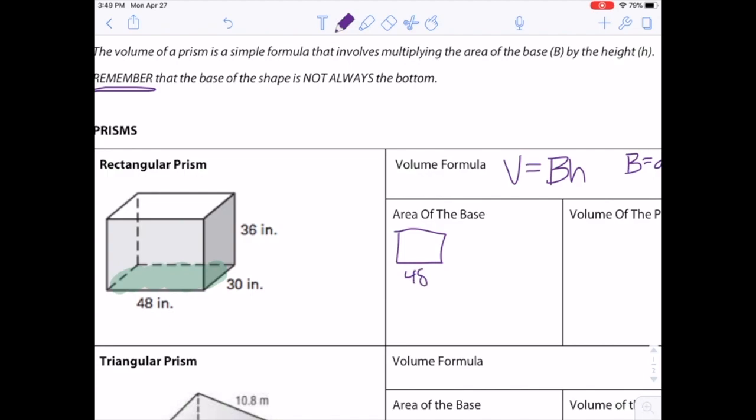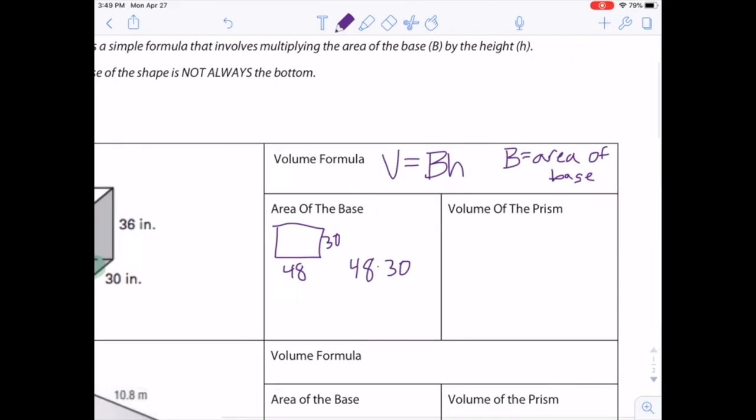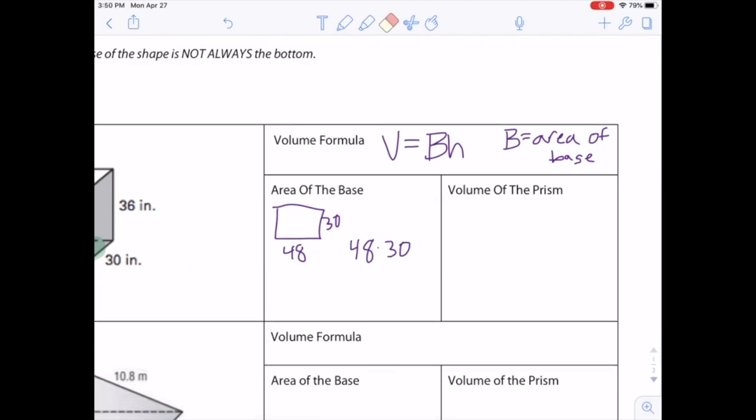It's 48 by 30. So I'm going to do 48 times 30. I have the nice little columns here for you guys so you don't forget to find the area of the base. You're going to have to do that on your own when it comes to the worksheet. So maybe make a T-chart or something and do like base and then volume right here. I don't know. It's up to you. So I typed this in and I got 1440. Now, that's the number I'm going to use for my big B.